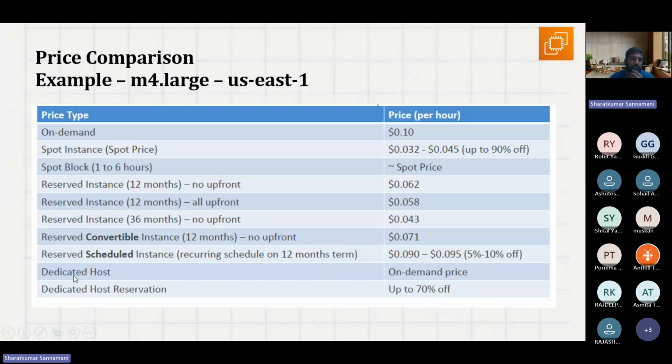Of course, for the dedicated host and dedicated reserve, they have not mentioned the price here because it is very high. It is like the on demand price. Again, it is higher than the on demand also.